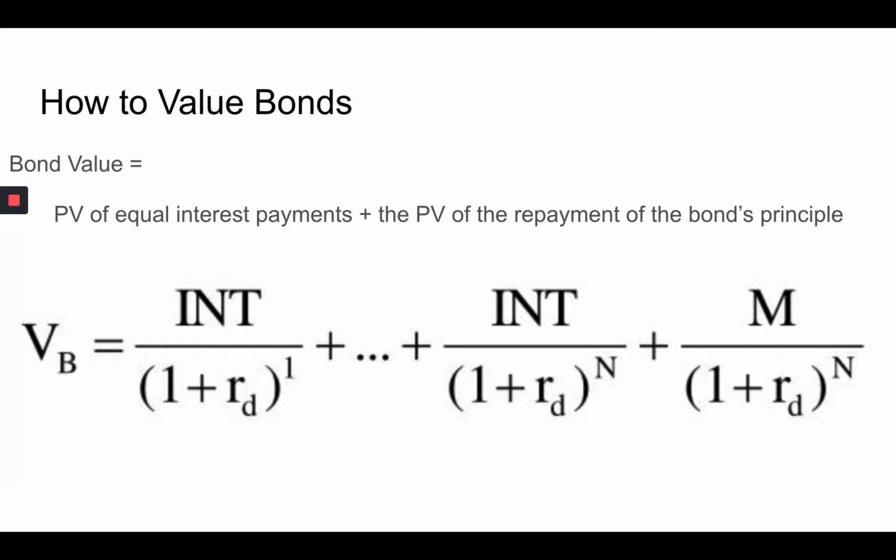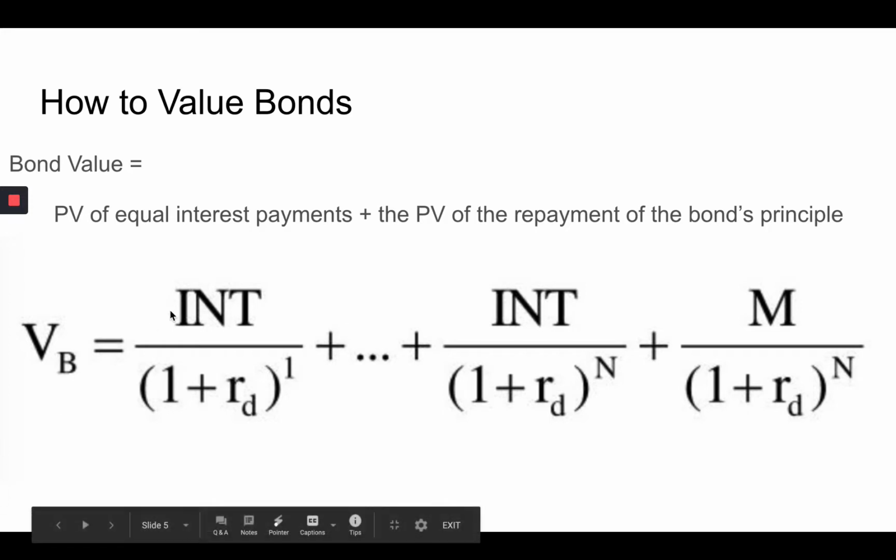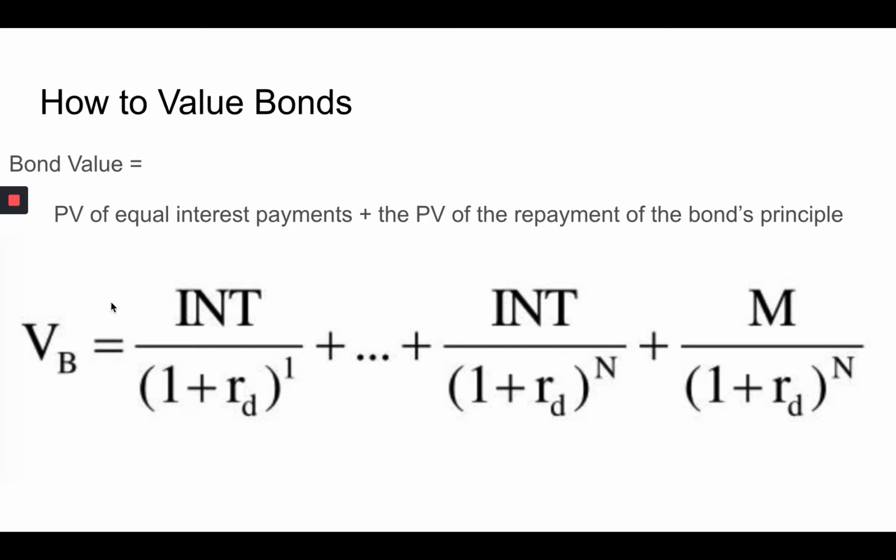So this is the math right here. All you need to know is that the value of the bond equals the interest payment over 1 plus RD, which is going to be your coupon rate, and then you put it to the exponent of the time period. These two fractions right here, signified by this ellipsis, are going to be adding up all of the periods. So you see here, interest payment over 1 plus RD to the n, plus finally the maturity or the par value over 1 plus RD to the n.